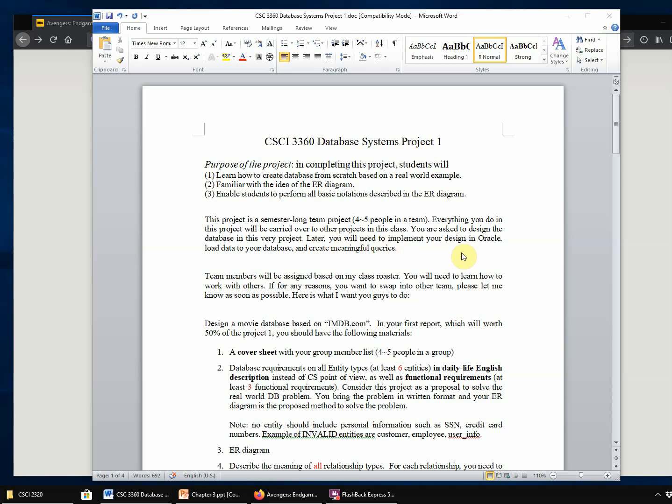You will need to implement the design in Oracle. You also need to load the data for your database, and you also need to create meaningful queries. So again, this project is very, very important.